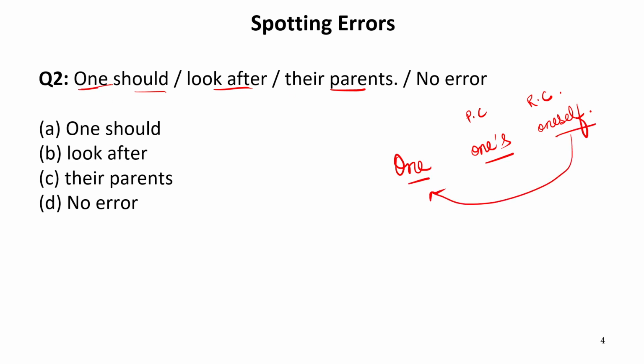Now it is written over there that one should look after. Now there is a plural possessive case which is used for they, but it is one, so for one we use once. Therefore, this there should be replaced with once. So now this part is written in C option. Therefore, C is the correct answer because this part contains the error. So our answer is C.